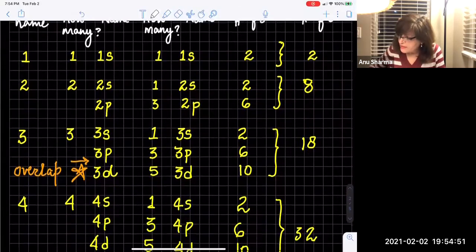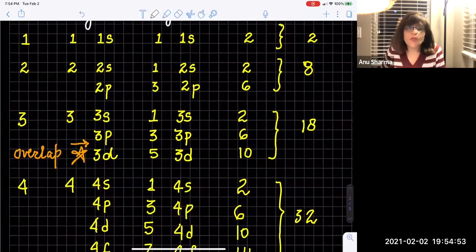So here, energy level one is like a suburban place which has only one street, and the name of that street is 1S. The name of the house is 1S, and there's only one house on that street and two people are living there. So two electrons can live there.